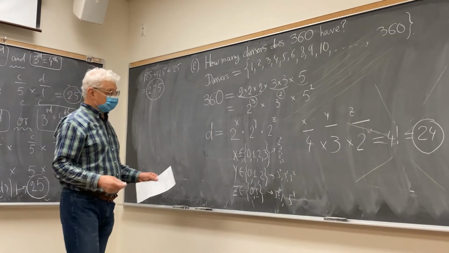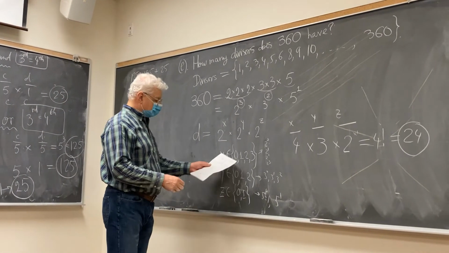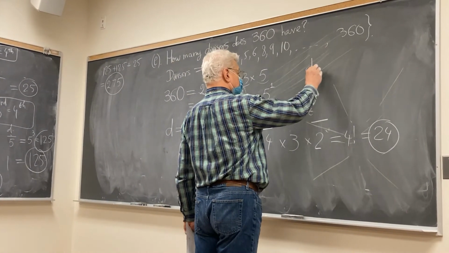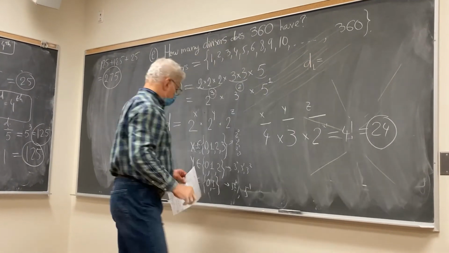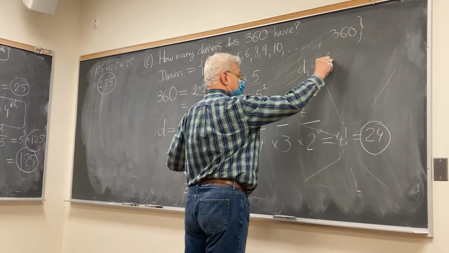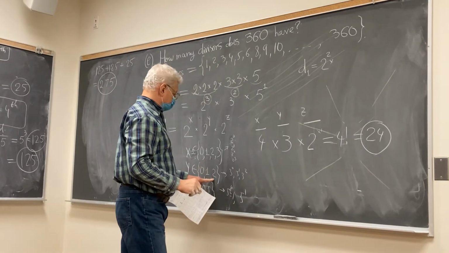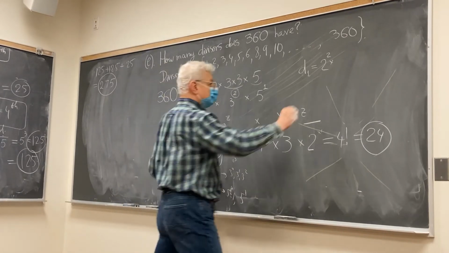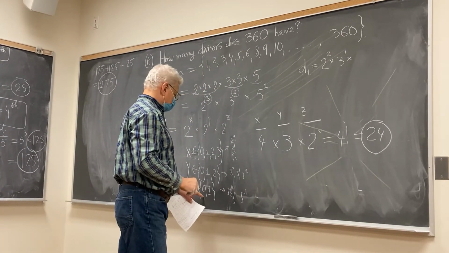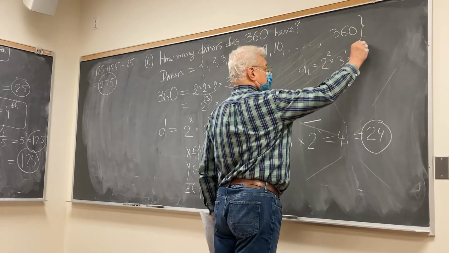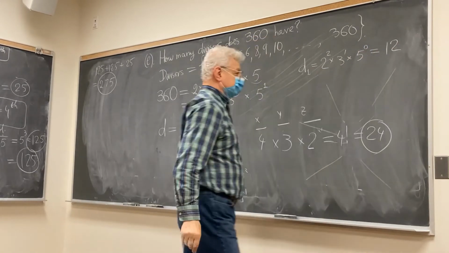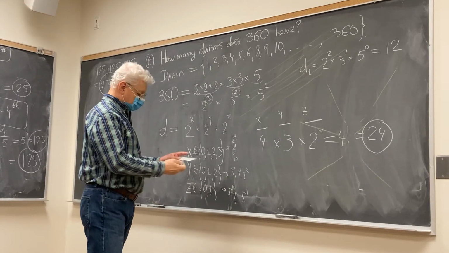So, for example, let me pick something. Let me show some divisors. Suppose I pick from here 2 squared. From here I also pick, suppose, 3 to the first, and from the last one I pick nothing, 5 to the 0. So what do I have? I have 4 times 3, 12. 12 is a divisor.